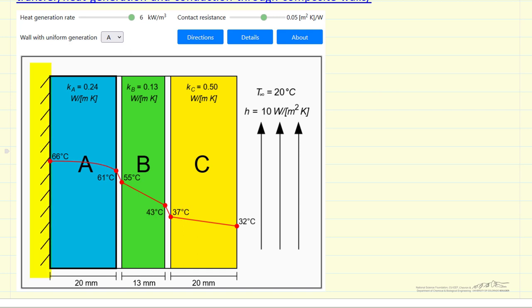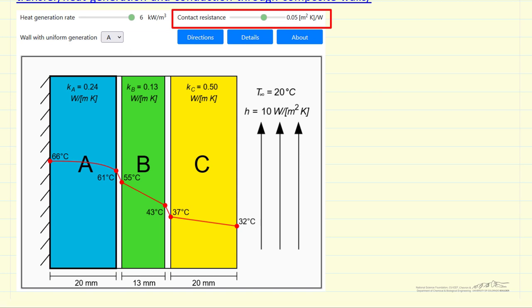The left wall is insulated, so no heat transfer. And the right wall has flowing air at 20 degrees C that's removing heat. Of course, the temperature difference between the right wall and the gas phase. And so the simulation then allows you to pick which of the 2 walls, either A or B, you're generating heat. And it allows you to pick the rate of heat generation and also the contact resistance. So let's look at the simulation.